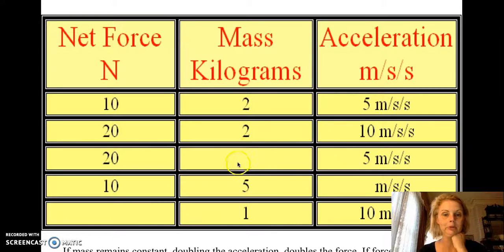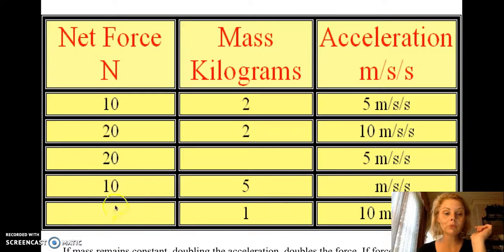I've got a gap down here. We've got to work out what this one is. So 20 equals what times 5? 20 equals 4 times 5. So the answer that you need to write in here is 4. Next one down, 10 equals 5 times something. What's the gap? 5 times what equals 10? It's 2. 5 times 2 is 10.